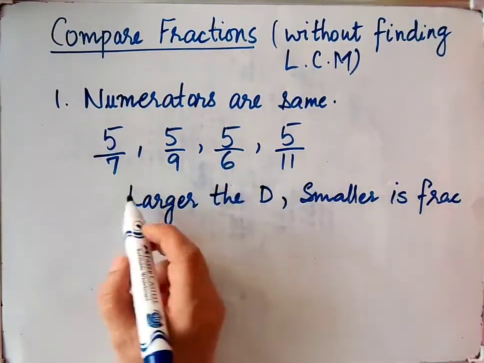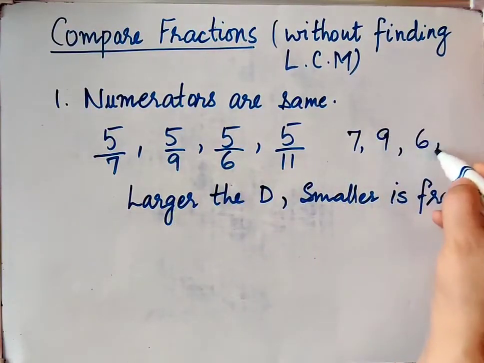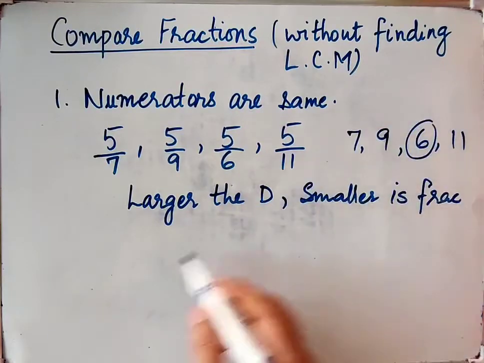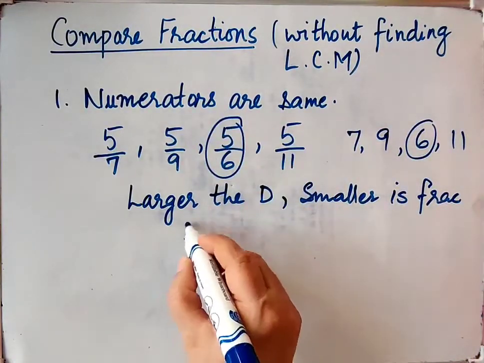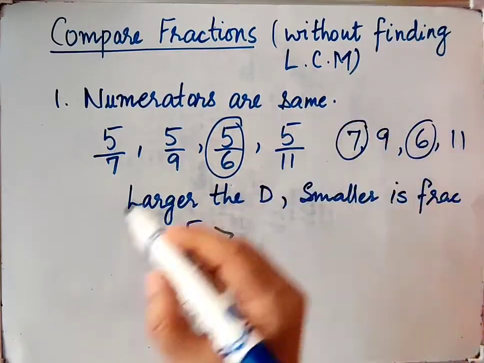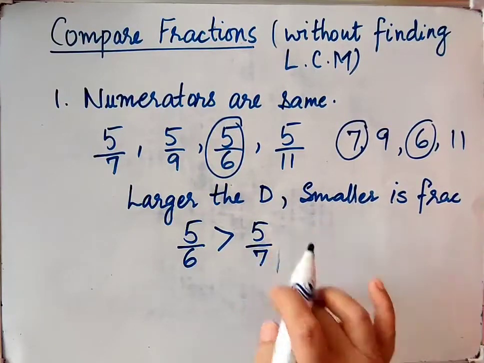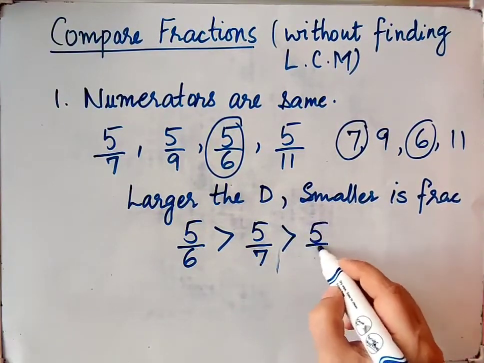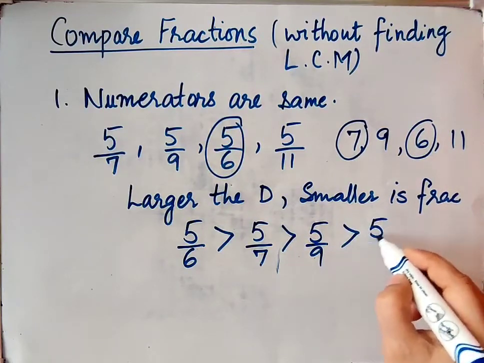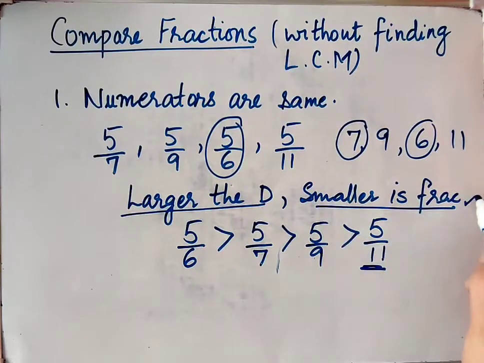Therefore, you can see now 7, 9, 6, 11. Out of 7, 9, 6, 11, 6 is the smallest one. Therefore, 5 by 6 will be the greatest fraction. Then comes 7. That means 5 by 6 is greater than 5 by 7. Similarly, 5 by 7 is greater than 5 by 9, and 5 by 9 is greater than 5 by 11. Therefore, the larger the denominator, the smaller the fraction. Hope this is clear to you. Going on to the next example.